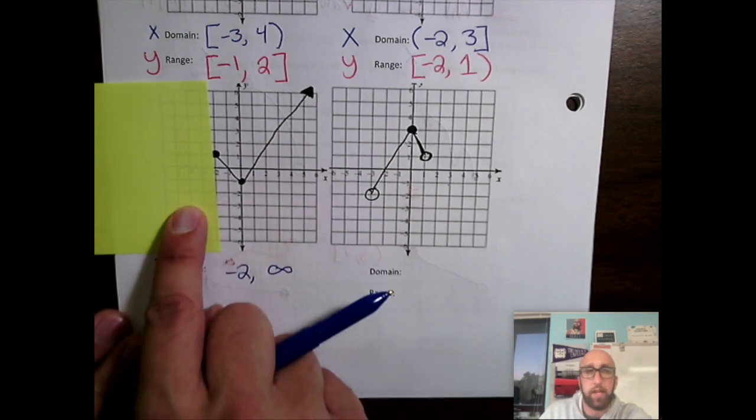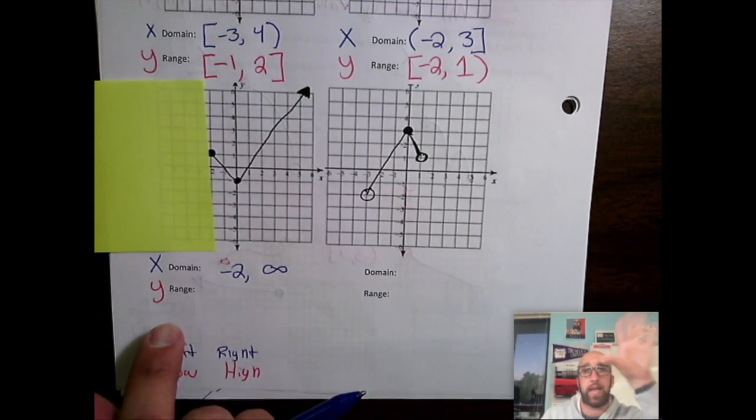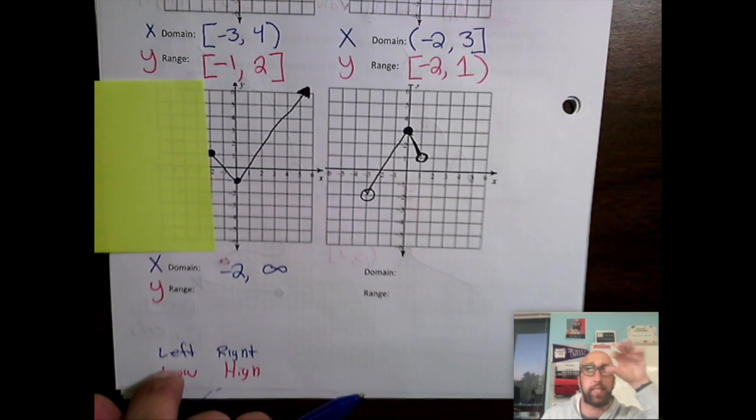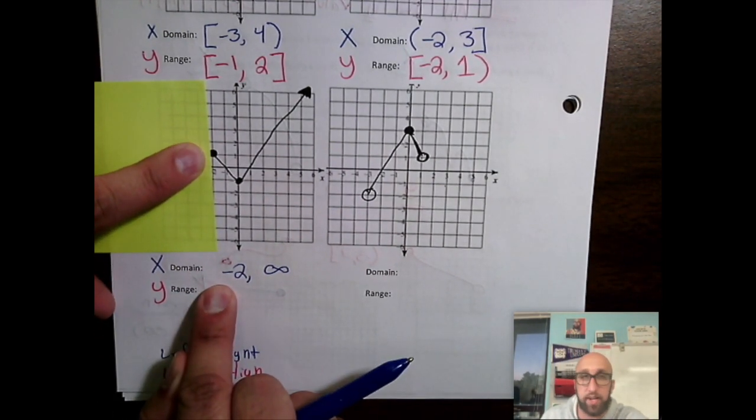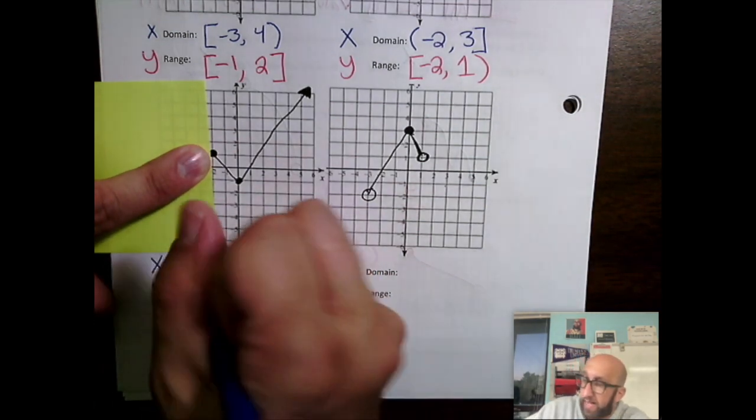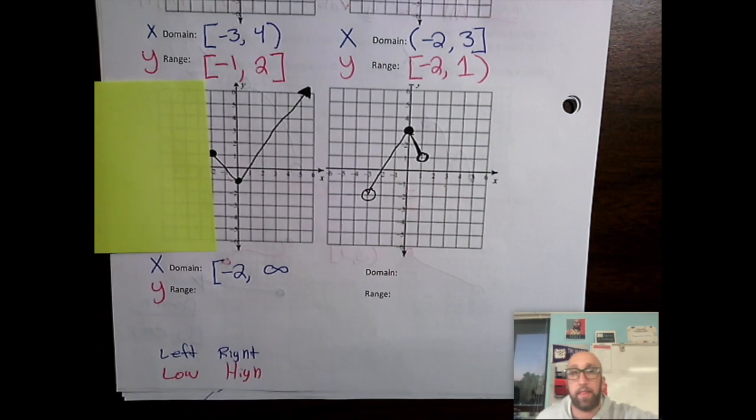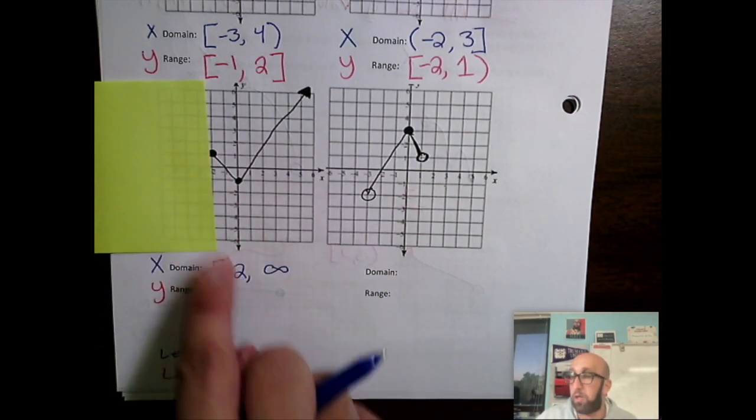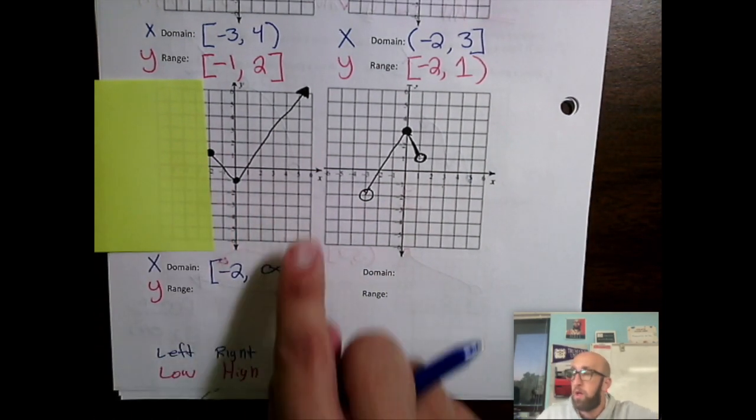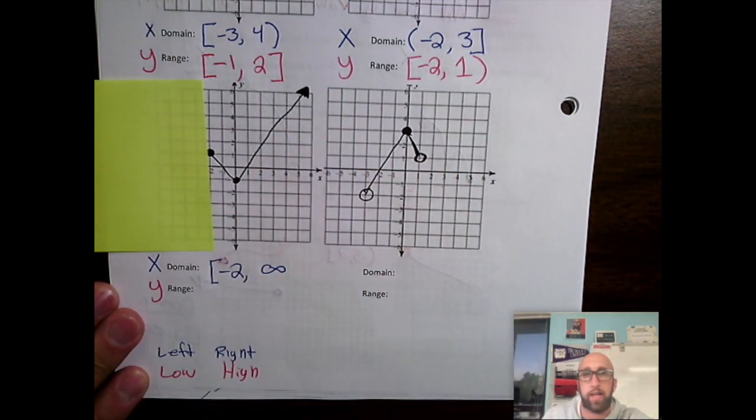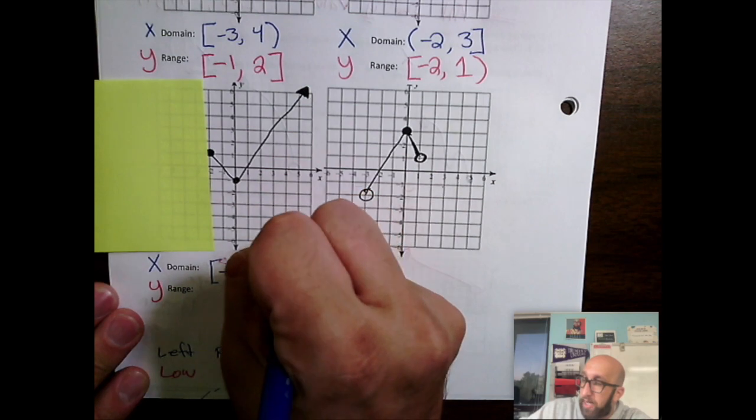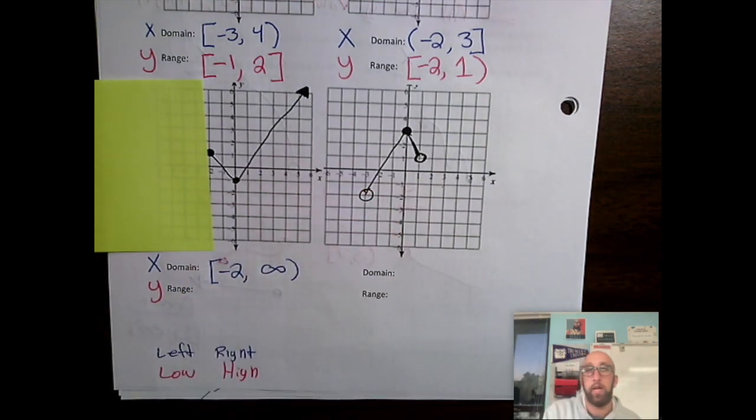So, got my Post-its, got my numbers. Now it's time to worry about parentheses versus brackets. So on that left side, also the left side down here, I see a filled in circle, so that is a bracket. We are going to include that point. On the right side, we had talked about when we have arrows continuing on forever and ever, that is always a parentheses situation. So that would be my domain.